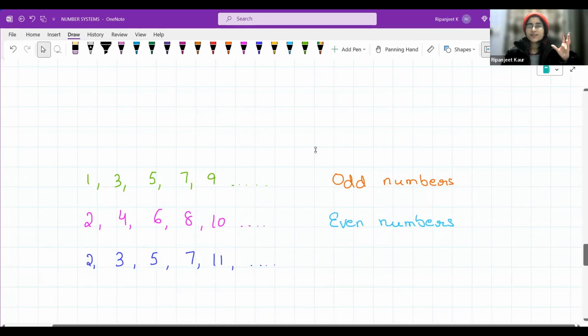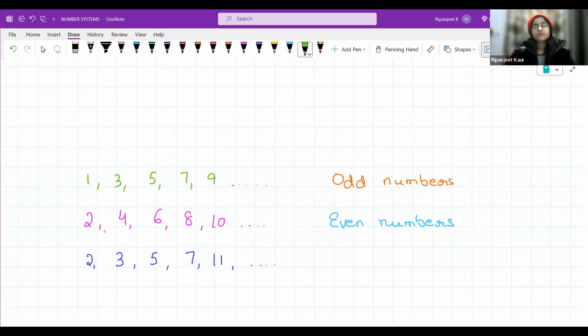And what about 2, 3, 5, 7, 11? Doesn't seem to make any sense, right? Let me tell you. When we want to divide 2 fully, which numbers can it be divided by? 1 and 2. Similarly 3: 1 and 3. 5: 1 and 5. 7: 1 and 7. And so on. 11 also: 1 and 11. So the numbers which can be divided only by 1 or the number itself are called, any guesses?